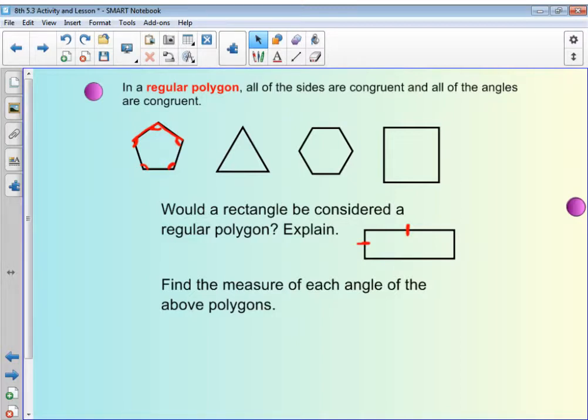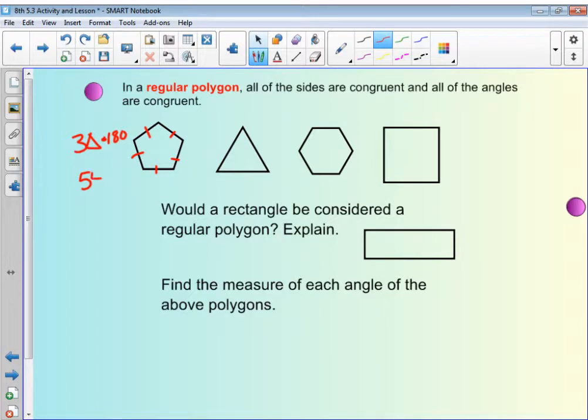So here it says, find the measure of each angle of the above polygons. So we're going to use the information that we had on our previous slide, and we're going to find the angle measure. So if we go through and count the sides, 1, 2, 3, 4, 5. 5 minus 2 would give us 3 triangles, and we're going to take that times 180. So 3 times 180 gives us 540 degrees.